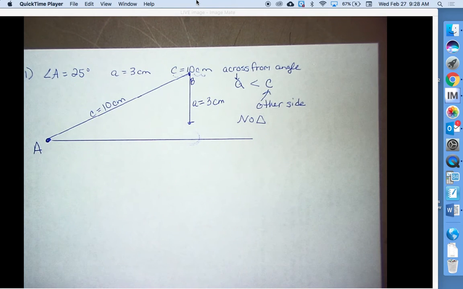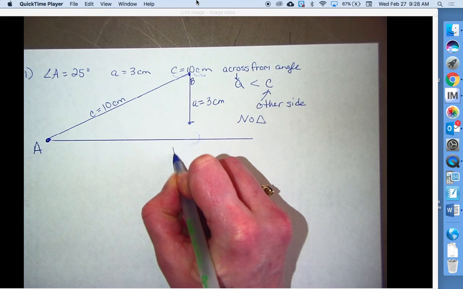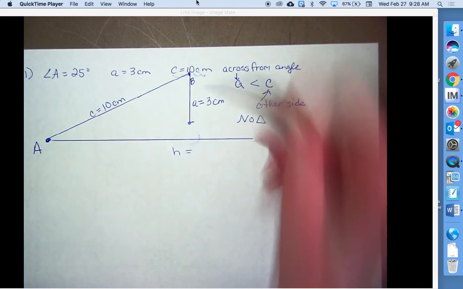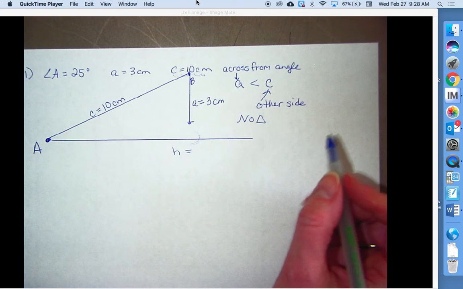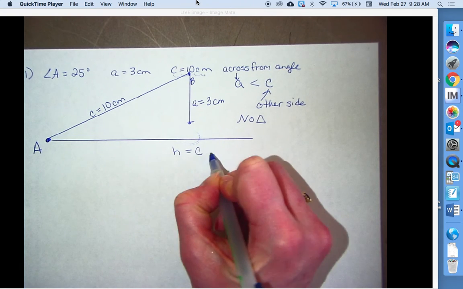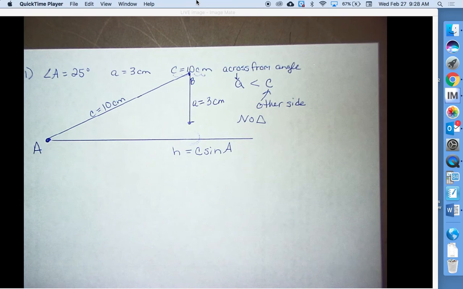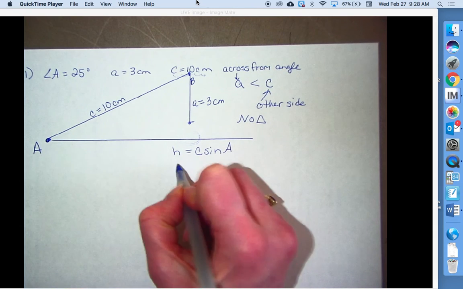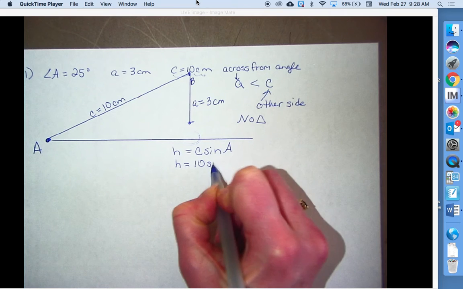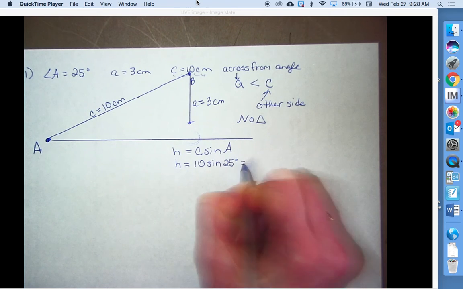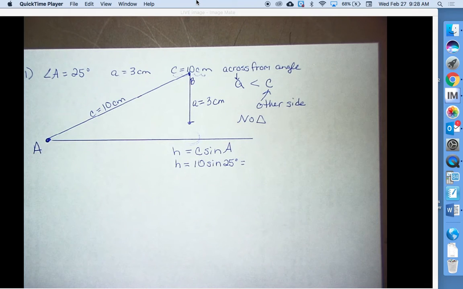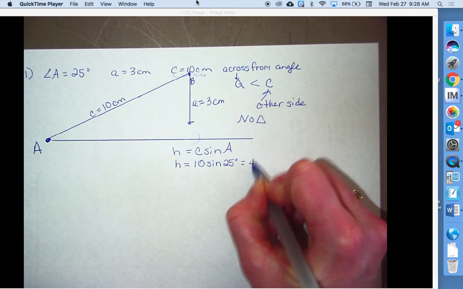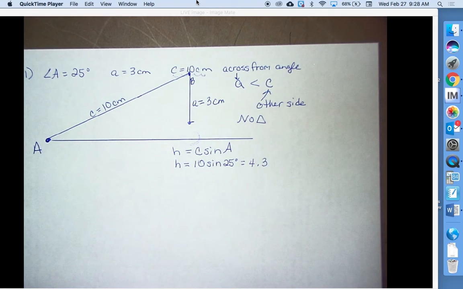The other thing that I'd like you to calculate is the height of the triangle. And to find the height of the triangle, this line right here, we would take C times the sine of angle A. So we're taking 10 times the sine of 25 degrees. Anybody have their calculator out? Hannah? 4.3? Is that what you said? 4.2?